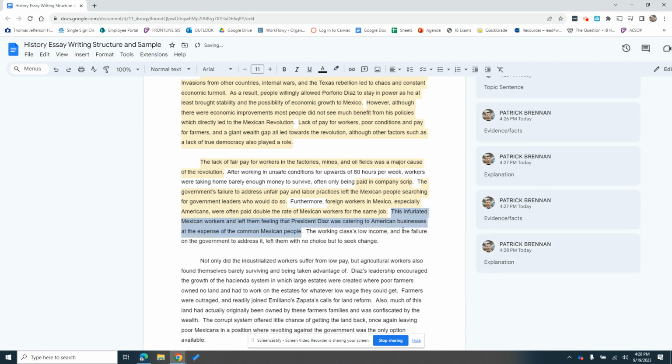And then our final sentence here is basically a paragraph summary. Paragraphs either end in a summary or maybe a transition statement to the next paragraph. So in this case, we're going to summarize the working class's low income and the failure of the government to address it left them with no choice but to seek change. In this case, a revolution.